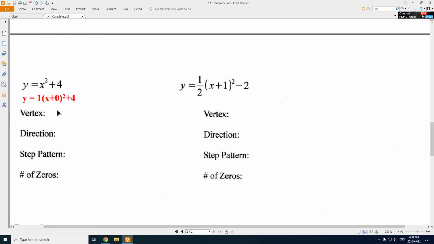So where is my vertex? Well, it's at 0 and 4. Direction, up. Step pattern, basic 1, 3, 5. Number of zeros, let's see, 0 and 4. It's my vertex. Opening up, no zeros. Never hits the x-axis.